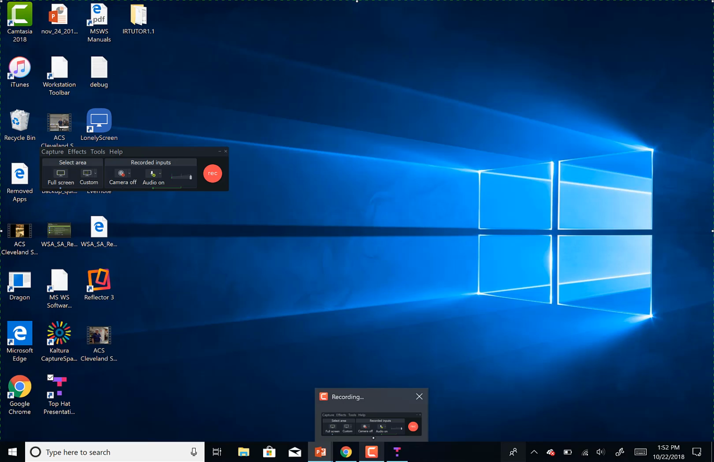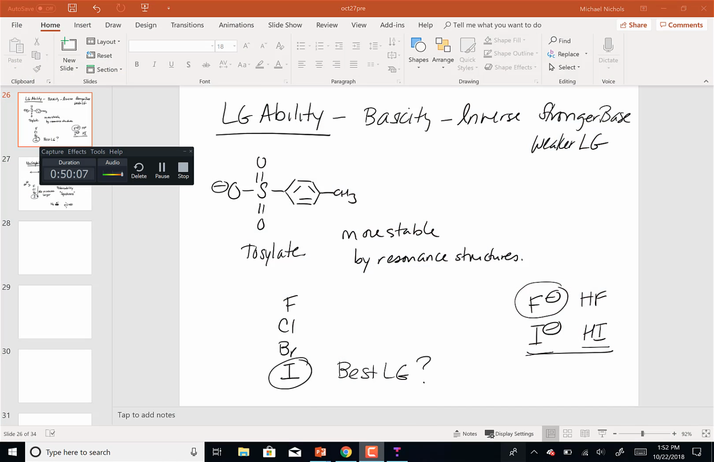Okay, so you need to know what the relationships between basicity on the periodic table is, where the polarizability, leaving group ability, as well as nucleophilicity. All right, so that's how we'll start on Wednesday.